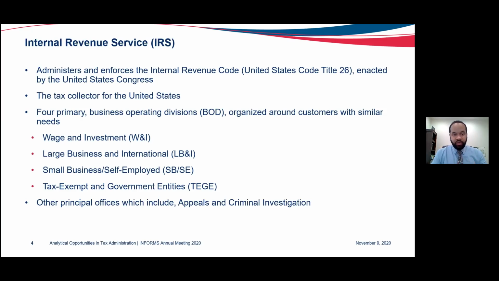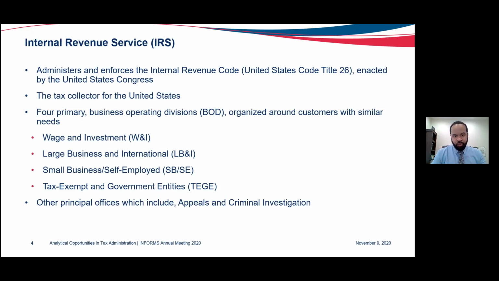The IRS is organized into 4 primary business operating divisions, and those divisions are organized around customers with a similar set of needs. There's the Wage and Investment division, and they're responsible for administering the tax law governing individuals who earn income through wages. So this would be people who are either salaried employees or hourly employees, and their income is typically reported on Form W-2. These taxpayers also can generate income from the sales of stocks. So that's the investment piece of Wage and Investment.